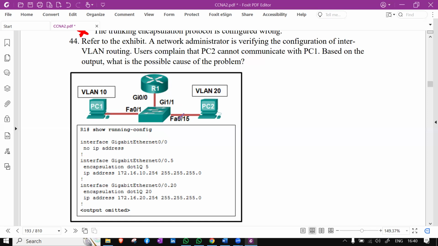The command says encapsulation dot1Q 5. That's really incorrect. It's actually supposed to be interface Giga Ethernet 0/0.10 and then the command encapsulation dot1Q 10. It's not supposed to be like that. Now, I want to explain. You are right, your answer is correct, but understand exactly where the problem is. It's not supposed to be .10 there.